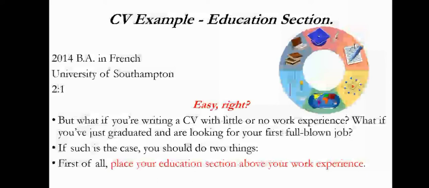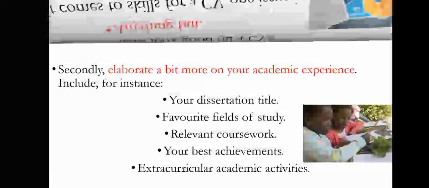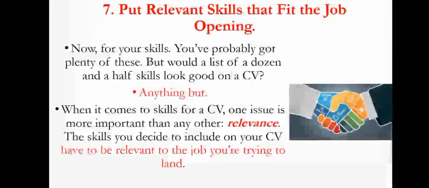Easy, right? But if you are writing a CV with little or no experience, what if you've just graduated and are looking for your first full-blown job? If such is the case, you should do 2 things. First, you place your education section above your work experience, that I've mentioned before. And the second one, elaborate a bit more on your academic experience. With your academic experience, we expect you to see the dissertation title, favorite field of studies, and the rest of the extracurricular activities, and so forth. You should also put the relevant skills that fit the job opening.